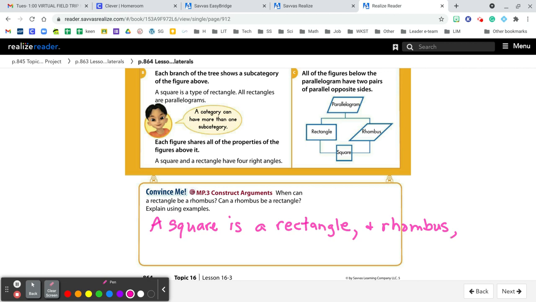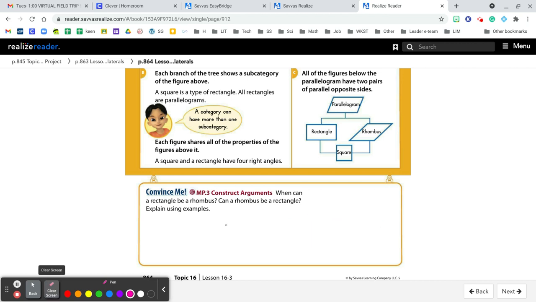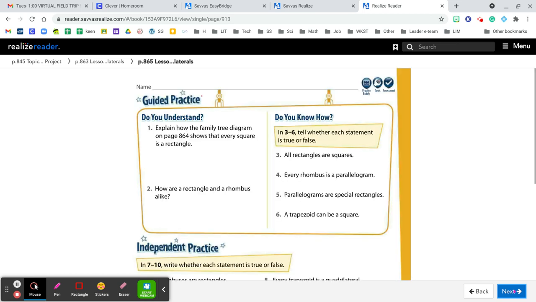And therefore, the only time a rectangle can be a rhombus or a rhombus be a rectangle is when it's a square. So the only time a rectangle can be a rhombus is when it's a square. Remember, a square is a very specific name, but a square can also be called a rectangle. A rectangle cannot be called a square. So the only time is when a square is a rectangle. Okay, on to the next page.